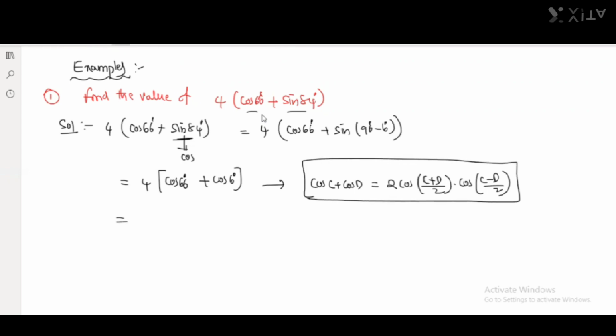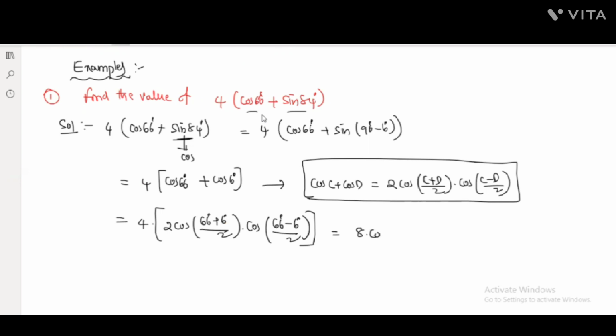According to this, what we can do here is 4 into 2 cos (C plus D by 2), meaning (66 plus 6) by 2, into cos (C minus D by 2), meaning (66 minus 6) by 2. So this is what we will get here. This is equal to 4 into 2, so cos of 72 degrees by 2 into cos 60 degrees by 2. So what we will get is 8 into cos 36 degrees into cos 30 degrees.